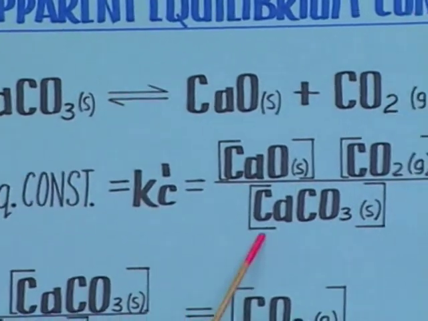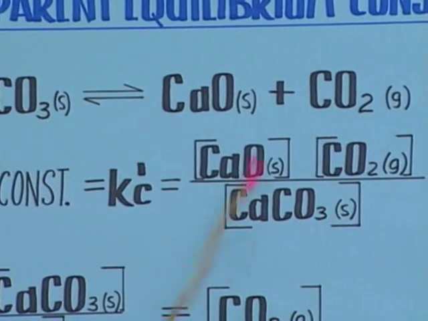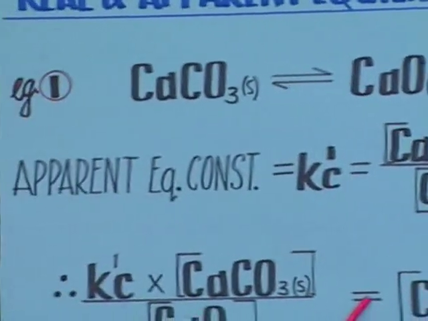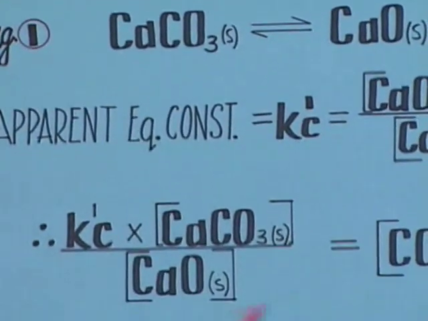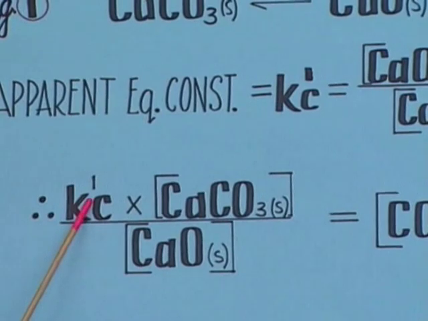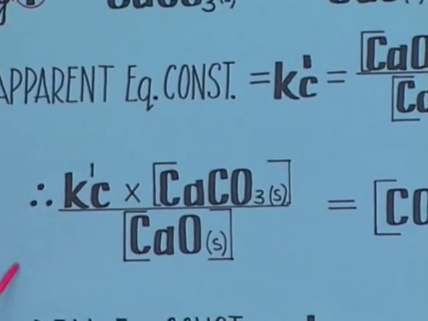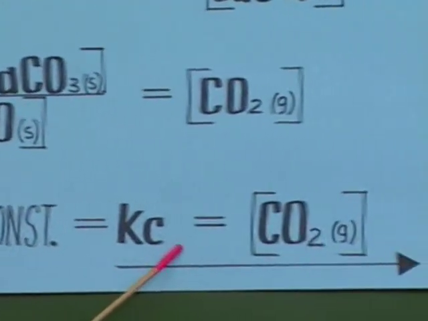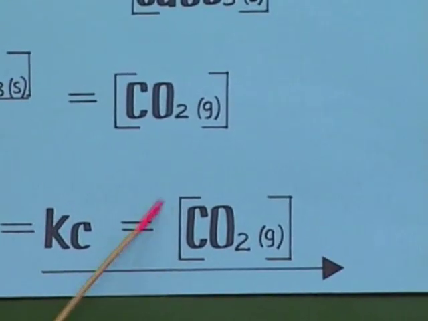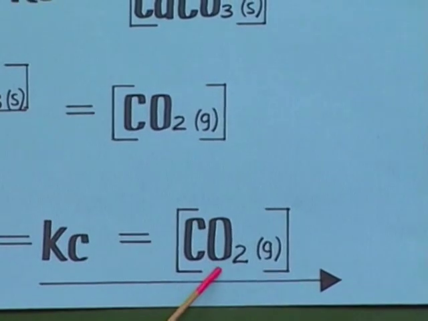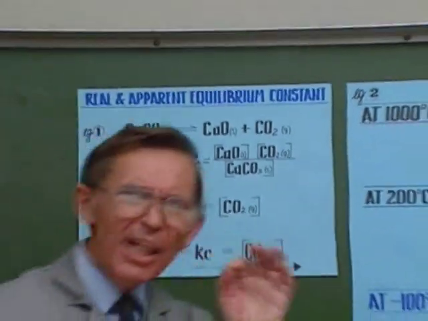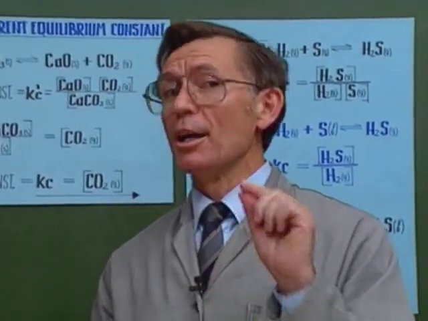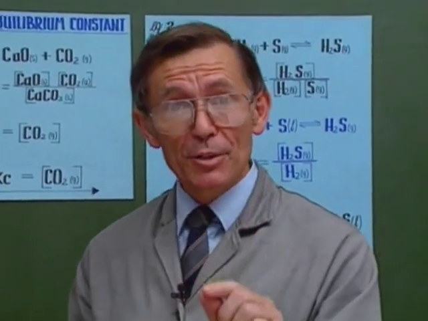This means the concentrations of calcium carbonate and of calcium oxide are constants. And if we transfer them across the equal sign and multiply these constants with the apparent equilibrium constant, we obtain the so-called real equilibrium constant, Kc, which in this case is only equal to the concentration of the carbon dioxide gas.